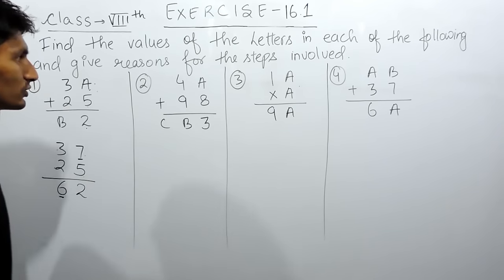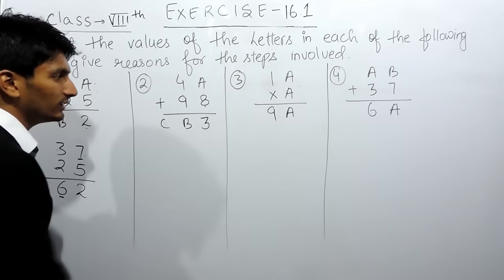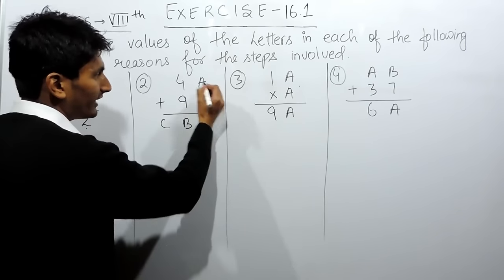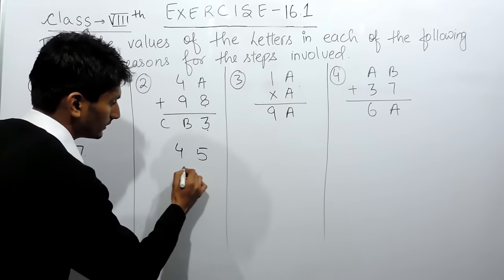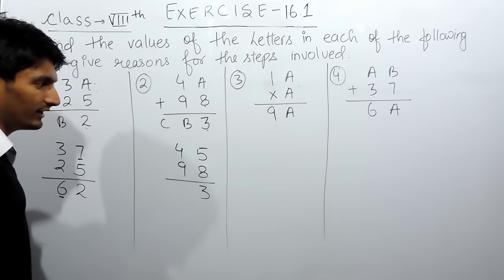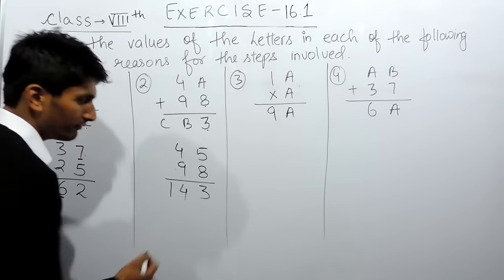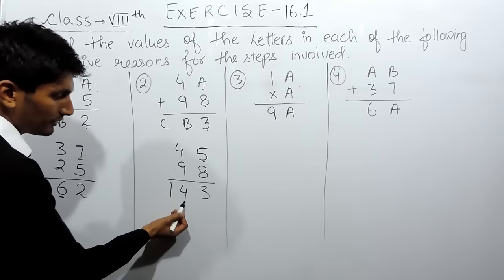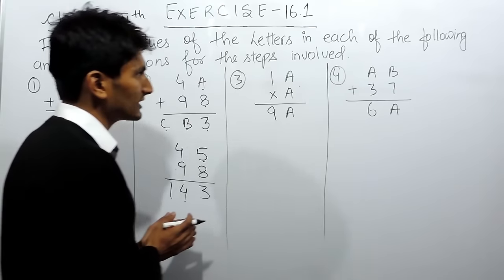Similarly, let's solve this question. In this case I have to add a with 8 to make this 13, then only the unit digit will be 3. So the value of a here must be equal to 5. Then only 8 plus 5 will be 13, carry 1, and 4 plus 9 is again 13 and carry 1, so the value will be 14. So in this case the value of a must be 5, value of b must be 4 and value of c must be 1.